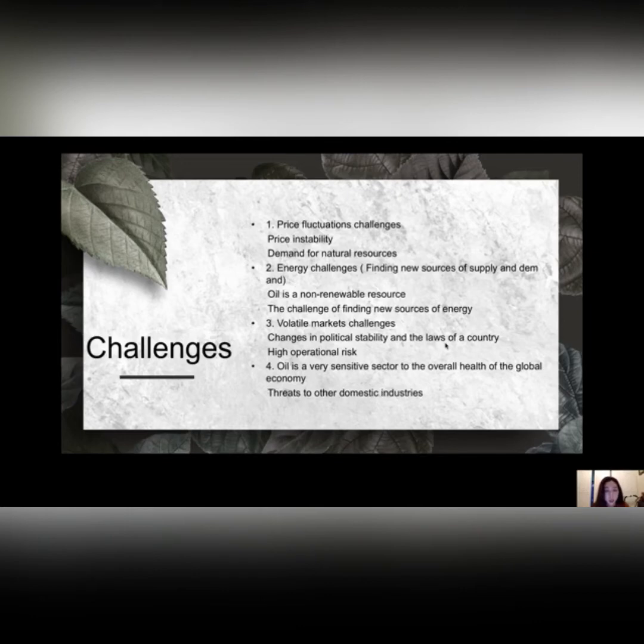Second, the energy challenge. Oil is a non-renewable resource, so the long-term challenge for companies in the industry is to find new sources of supply.